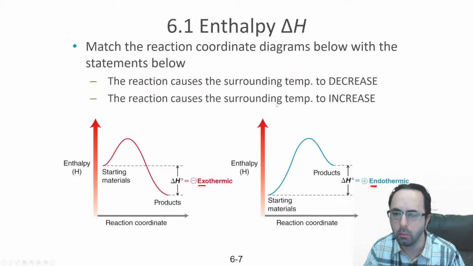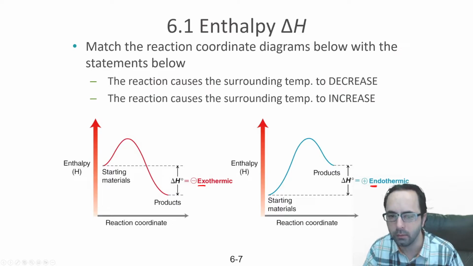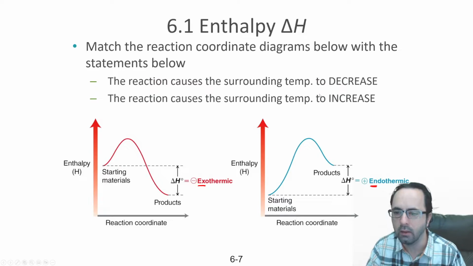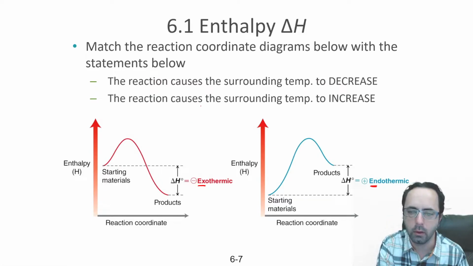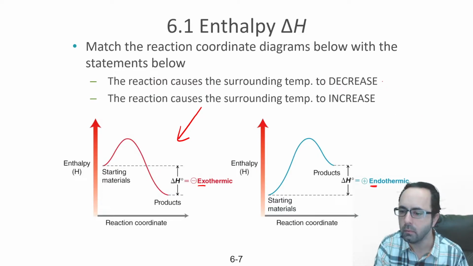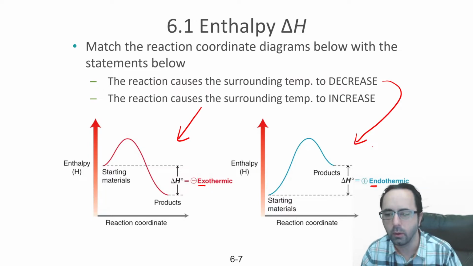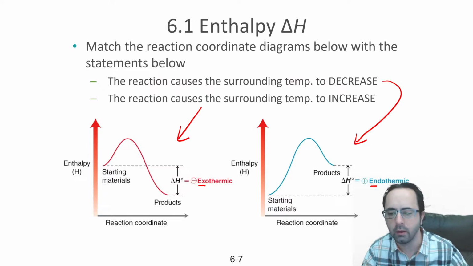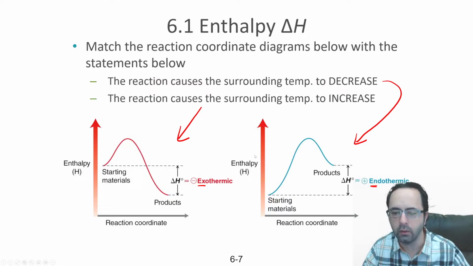And an important thing about this is what happens to the surroundings. And this is going to become important when we talk about entropy. When energy is released, that will generally cause the surrounding temperature to increase. So for an exothermic reaction, the temperature of the surroundings will increase. Whereas here, this is an endothermic situation. So it's going to be pulling energy from its surroundings, and so the temperature of the surroundings will decrease.